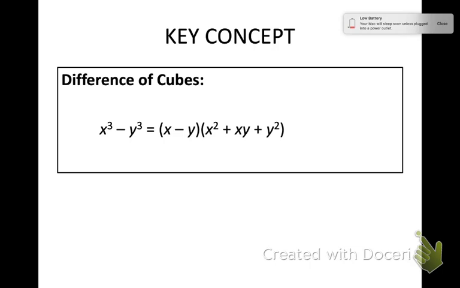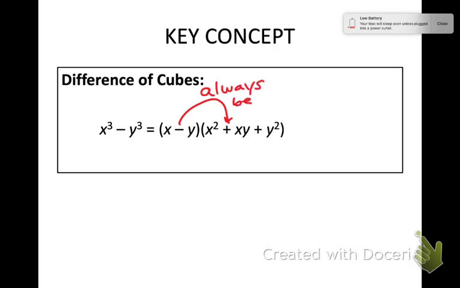So where does the first binomial come from? Well, if I take the cube root of x to the third, I get x. If I take the cube root of y to the third, I get y. This stays the same sign as your original, so minus. And then your trinomial comes from the following. Square your first to get your x squared. Square your last to get your y squared. Your middle term comes from them being multiplied together, but notice that this right here is a minus, and the sign here is a plus, so this will always be opposite.